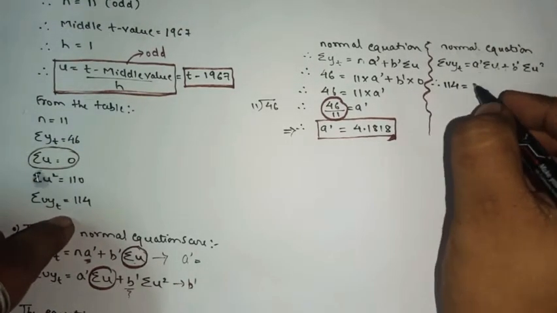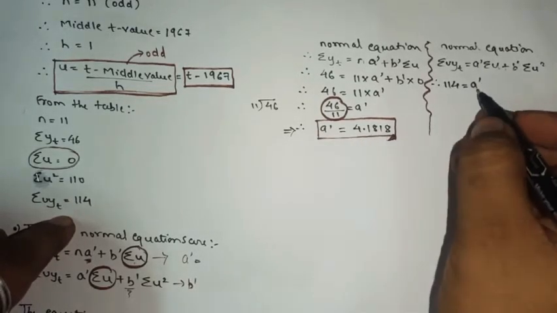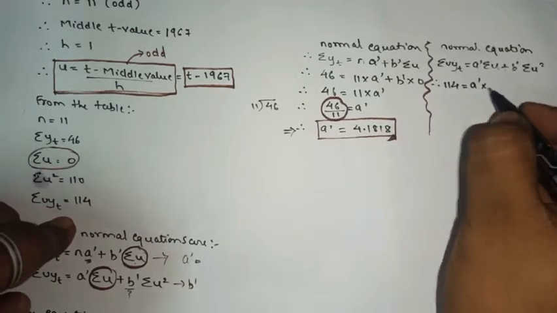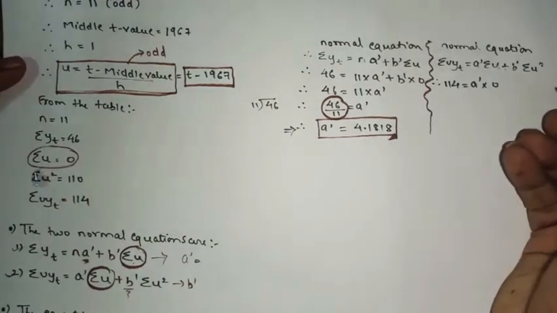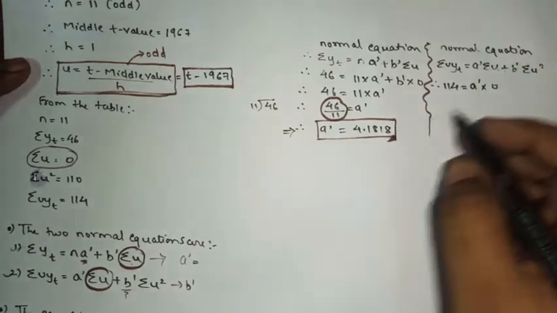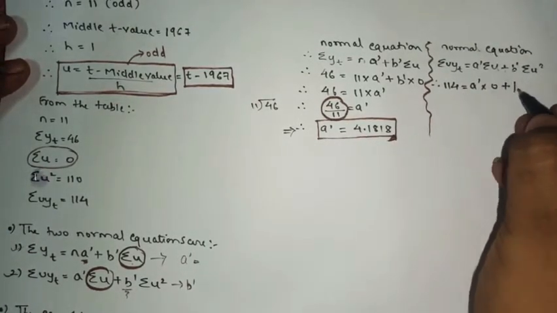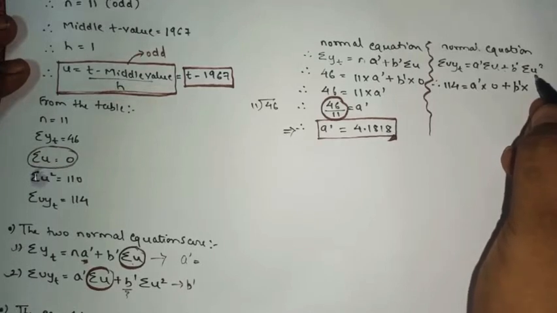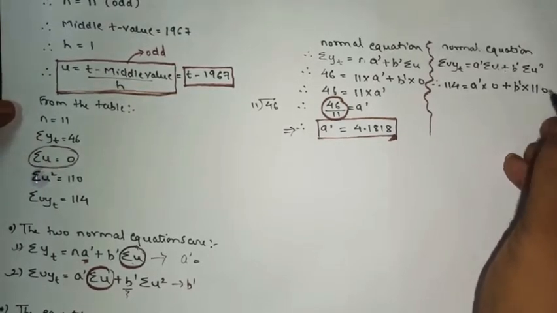114 a dash, here we have 4.1818. You can substitute the value, or else total of u is what? 0. So 0 into any number, that part will be 0 only, no? So no need of substituting the value here. Plus b dash we have to find, and total of u square is what? Total of u square is, here we have 110.